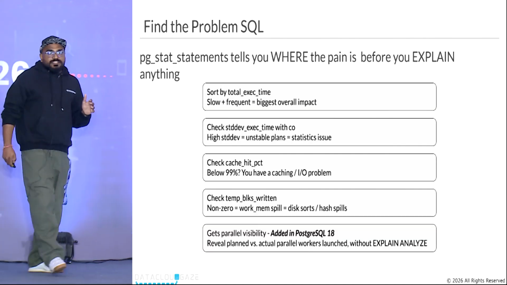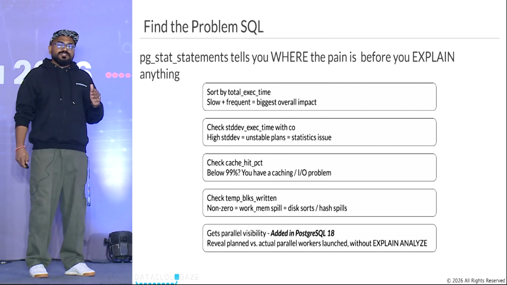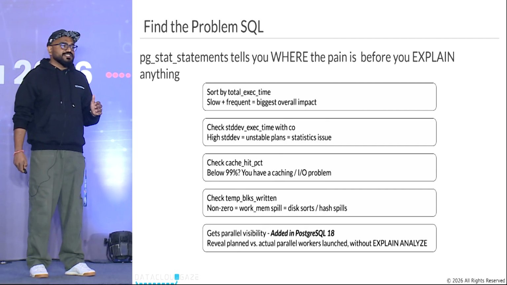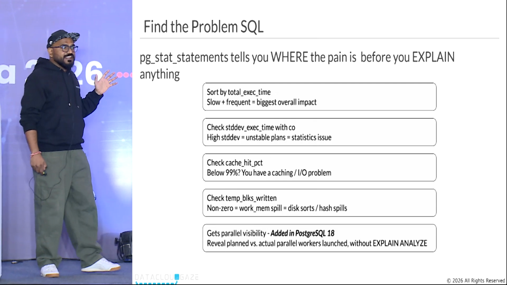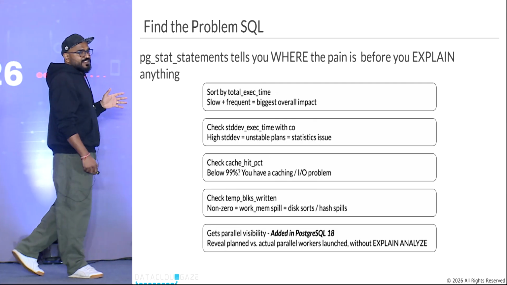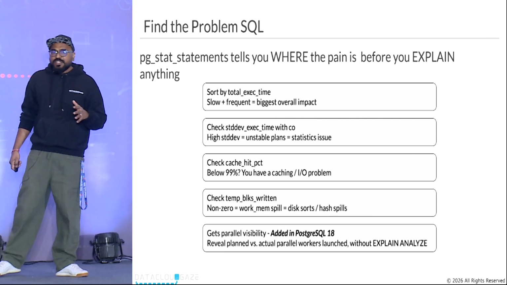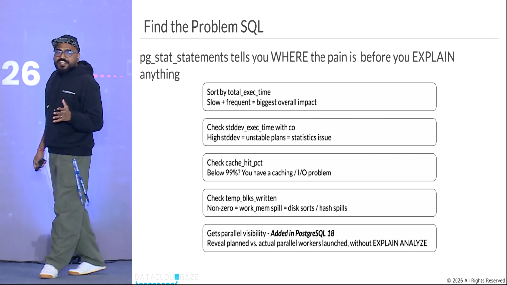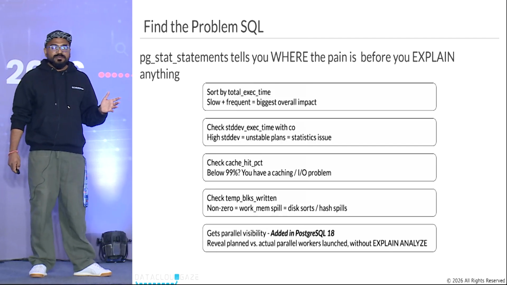And the best part about pg_stat_statements is that it gives you an overview of the query before you actually do an explain analyze. So basically, there are different metadata and metrics available as part of pg_stat_statements that give you those insights. You can get to know your mean execution time. You can get to know your standard deviation around execution. Sometimes it gives you hints around plan flips and all.